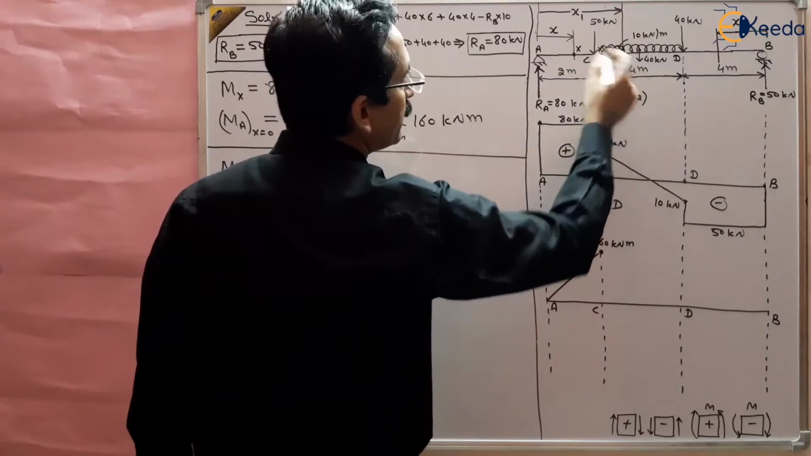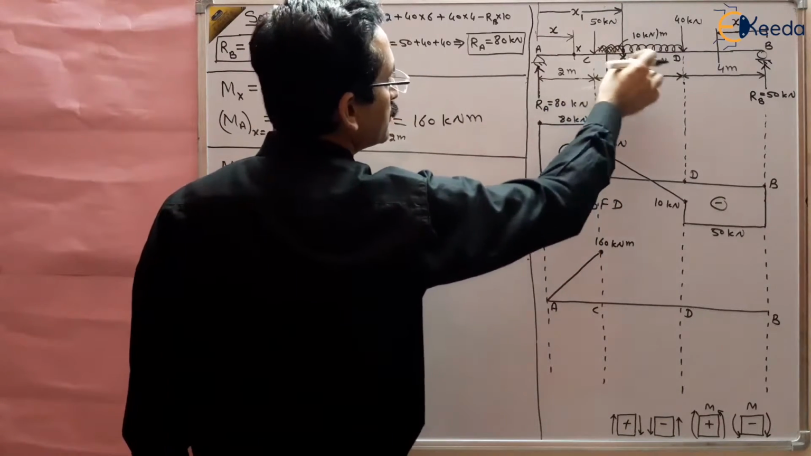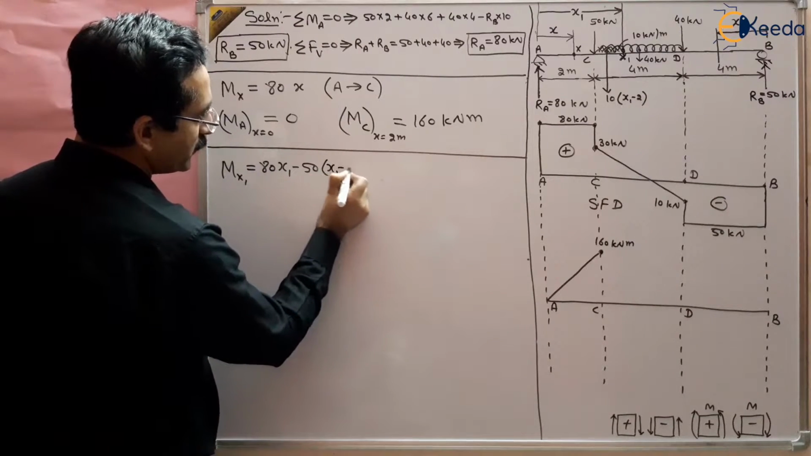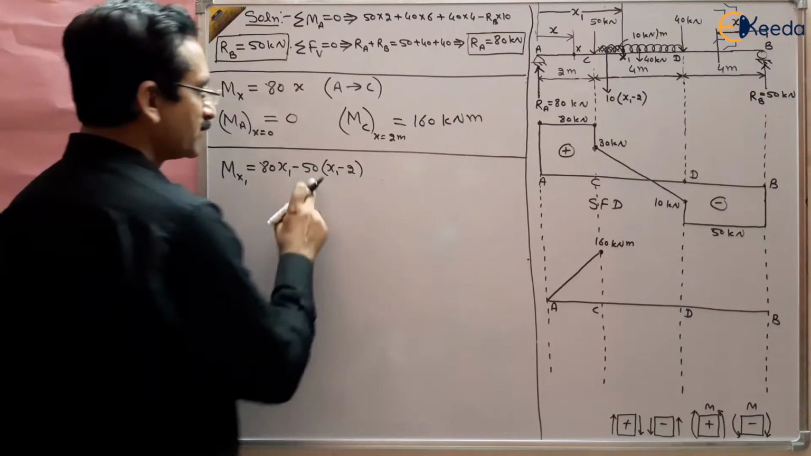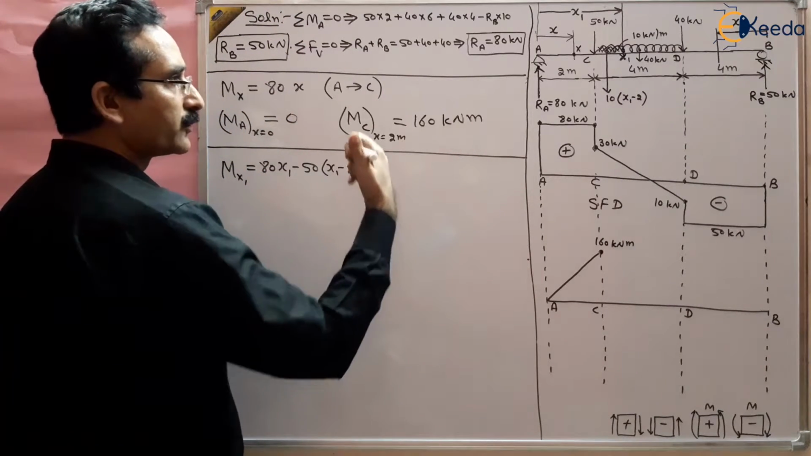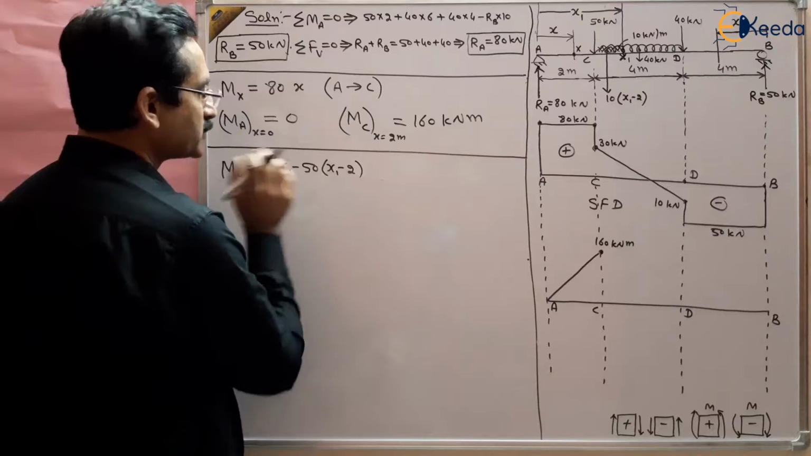Then 50 multiplied by (x1 minus 2). So minus 50 (x1 minus 2). This is the moment of 50. Minus because it is anticlockwise direction on the leftward side. So x1 minus 2, right?